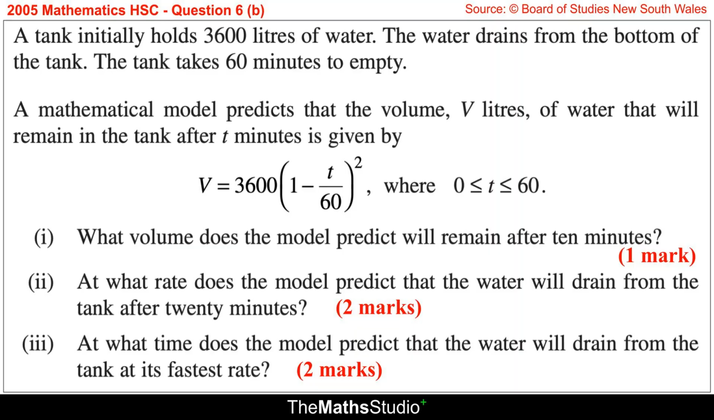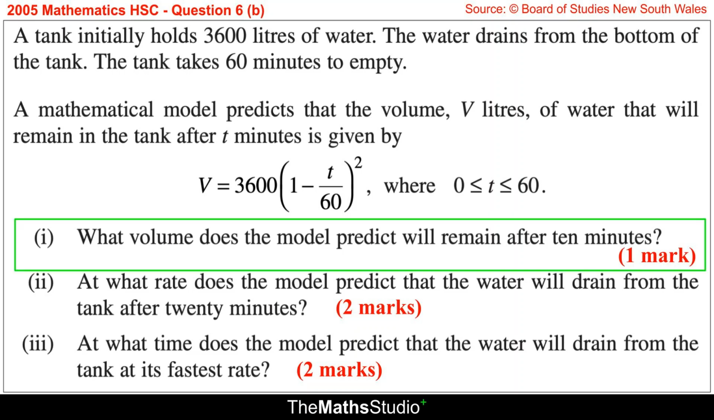Question 6, Part B. A tank initially holds 3,600 litres of water. The water drains from the bottom of the tank. The tank takes 60 minutes to empty. A mathematical model predicts that the volume, V litres of water that will remain in the tank after T minutes, is given by V equals 3,600 times (1 minus T over 60) to the power of 2, where T is greater than or equal to 0 and less than or equal to 60.